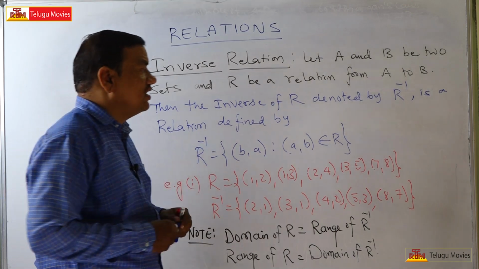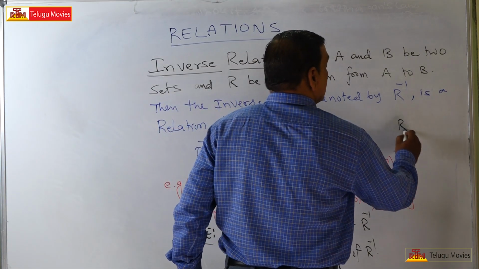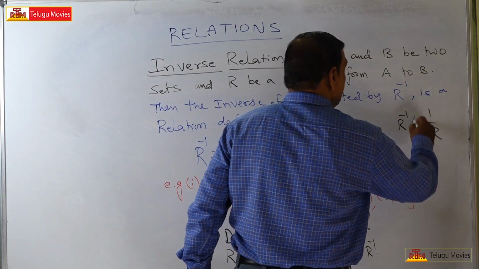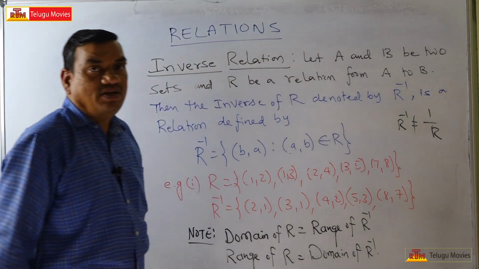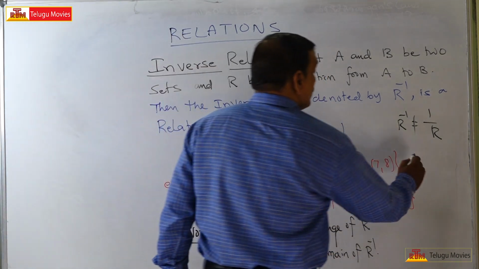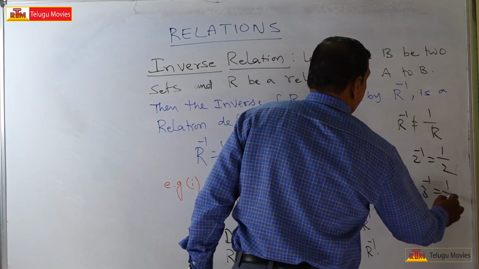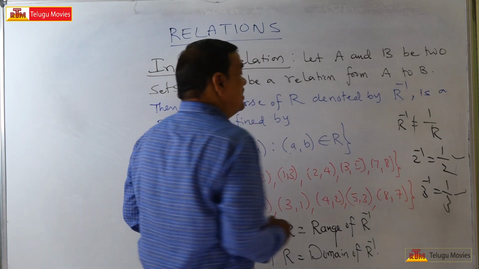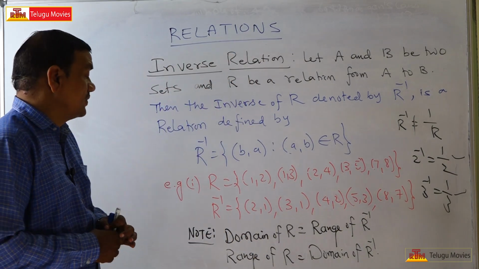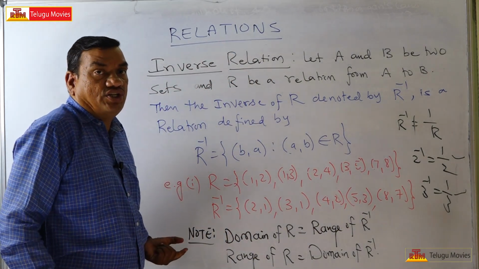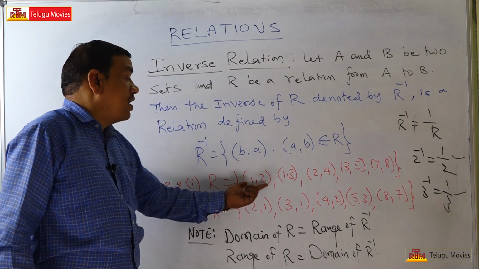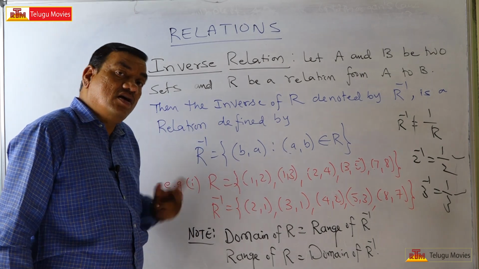But don't think R inverse means 1 by R. It is meaningless. For the number system it is okay: 2 power minus 1 means 1 by 2, 3 power minus 1 means 1 by 3. For numbers it is okay. Here it is just a notation. This R inverse is a notation, which indicates that all the elements are reversed.